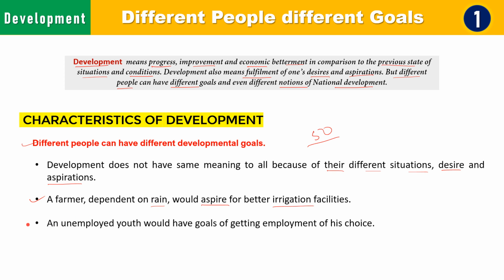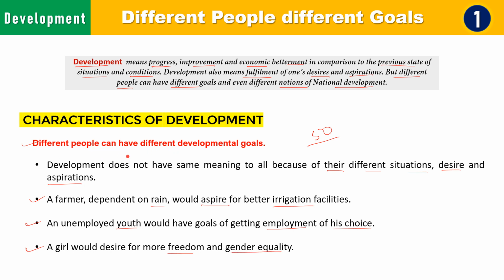But if there is an unemployed youth, what would be his goal? Would his goal be the same, that is irrigation facilities? No. His goal would be to get employment of his own choice. If he gets employment of his choice, he would be happy. Again, a girl: since it is a stereotype thinking that we discriminate between girl child and boy child, if a girl lives in a gender biased family, then she will desire more freedom and gender equality. And this point generates another point.